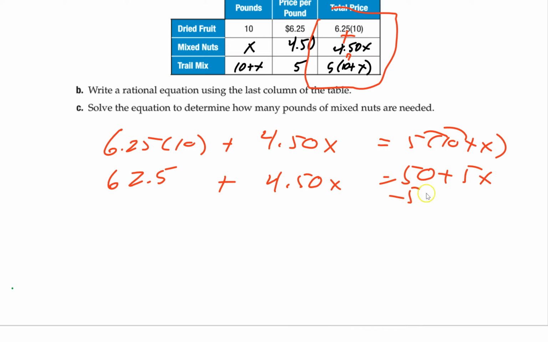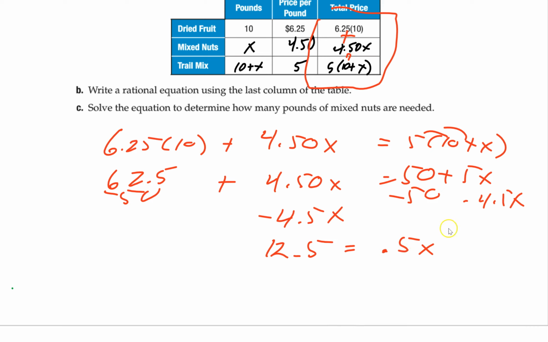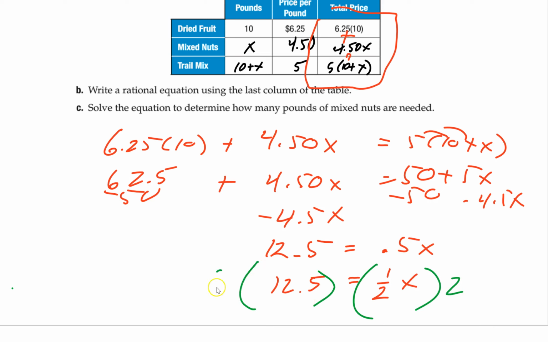Do a little math. Subtract 50, subtract 50, subtract 4.5x, subtract 4.5x, and you get 12.5 equals 0.5x. Now here's an easy way to do this without a calculator. 0.5x is the same thing as 1/2 x. From here we can just multiply by 2, multiply by the reciprocal, and x equals 25. So I need 25 pounds of mixed nuts to make my trail mix that costs $5.